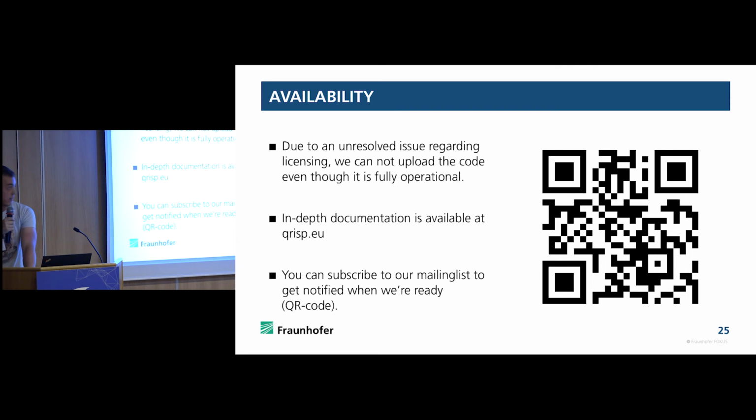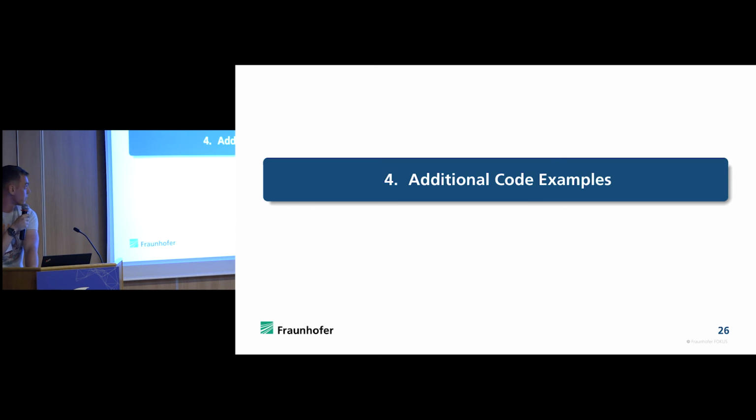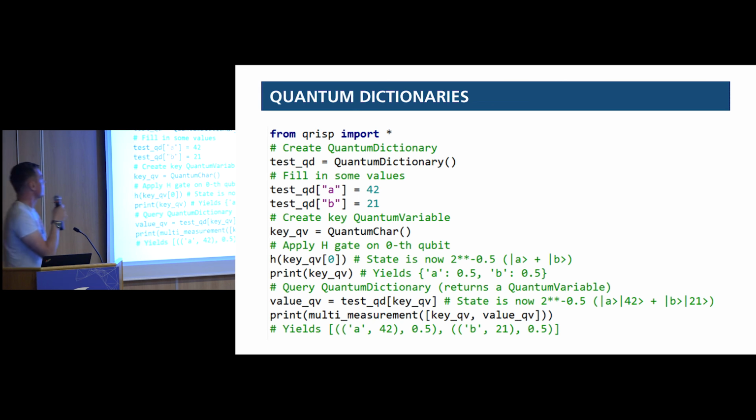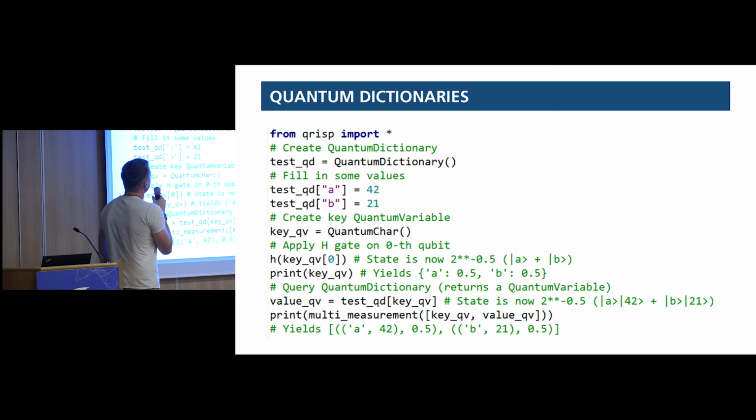Okay, so I guess we still have time for the additional coding examples. So the first code example is the quantum dictionary, which is basically something very similar to a regular dictionary. You can just put in values, and you can also retrieve the values as you are used to. But the big difference is if you give a quantum variable as a key. And we do this here by creating a quantum char.